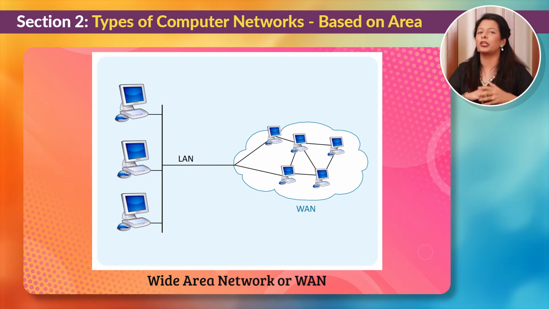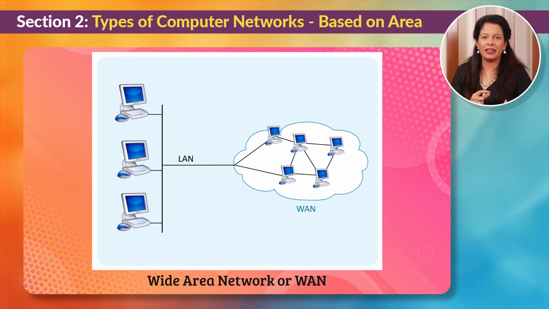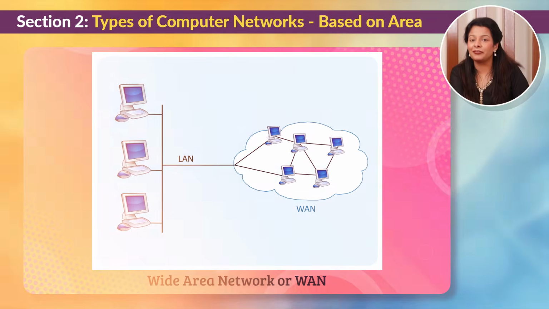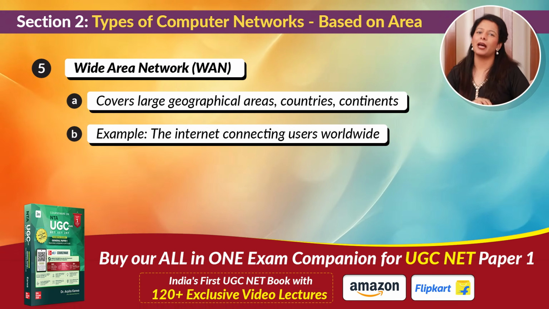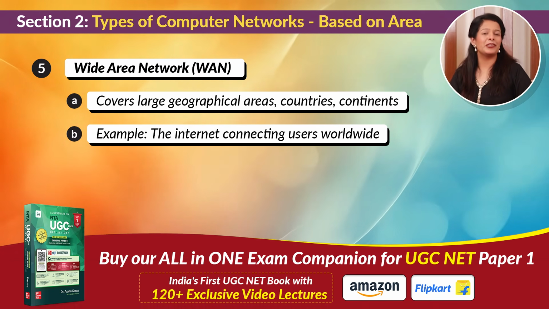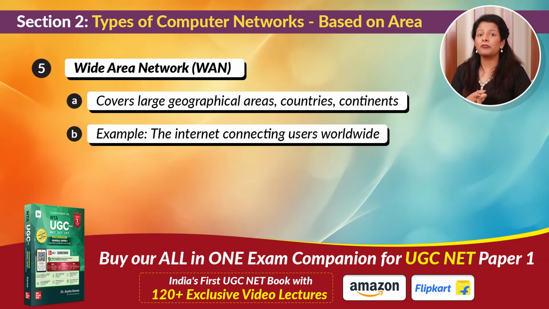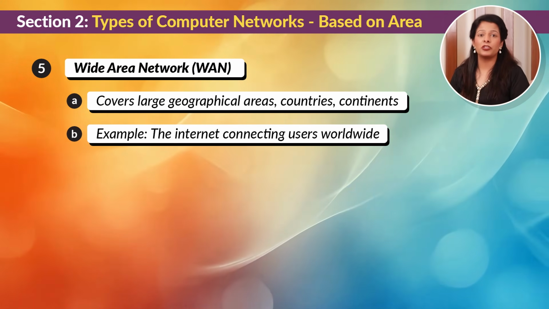Then, we have the Wide Area Network or WAN. WANs cover huge geographical areas and can connect devices across countries and even continents. The best example of a WAN is the internet itself. Every time you shop online, watch your favorite series, or make a video call to someone far away, you are using WAN technology to connect.